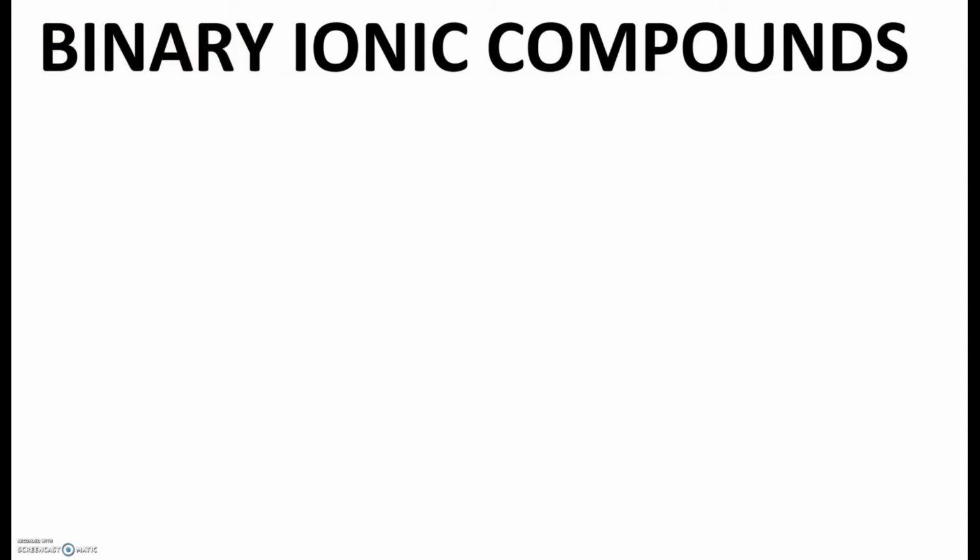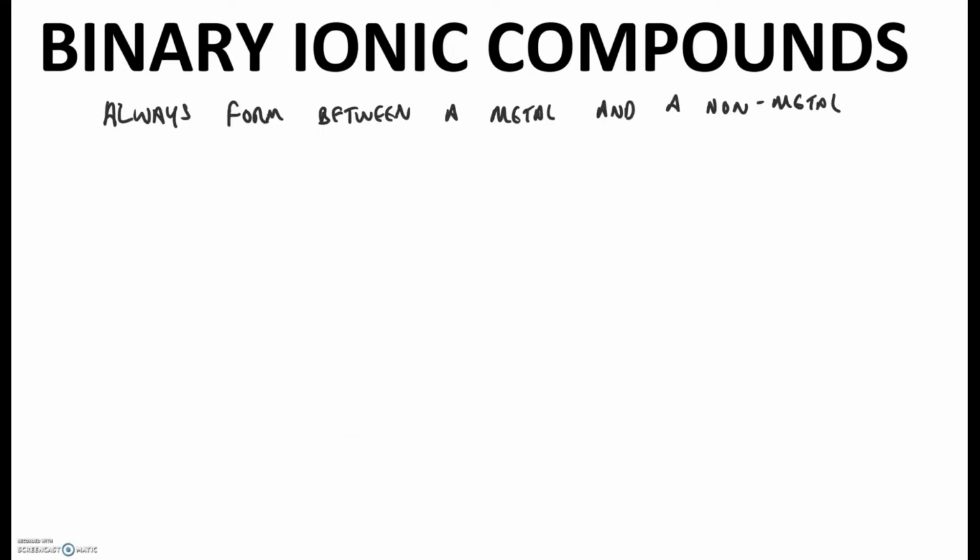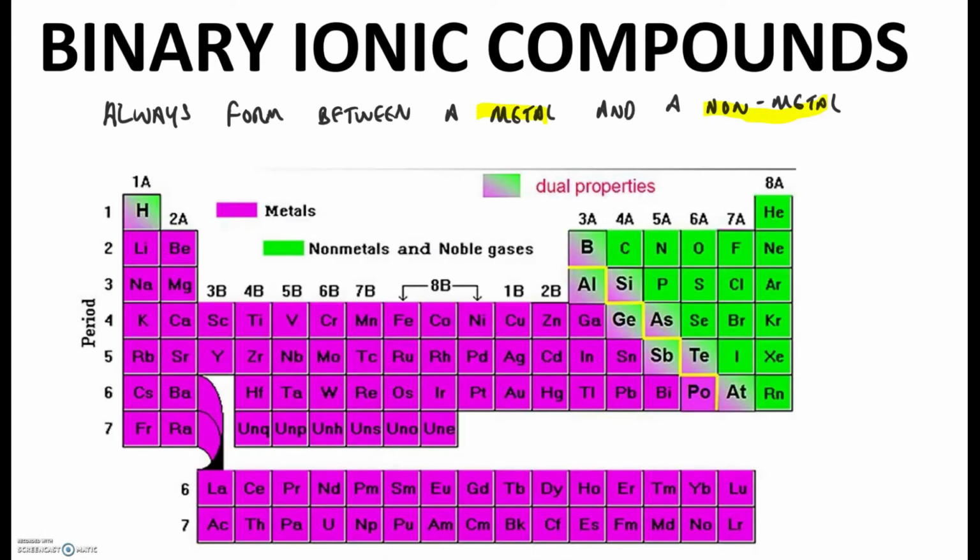Well, before we even do this, let's keep in mind that binary ionic compounds always form between a metal ion and a non-metal. And you're probably saying, well, how do we know what those are? And that's an easy one to answer, because metals always show up on the left side of the periodic table and nonmetals on the right side.